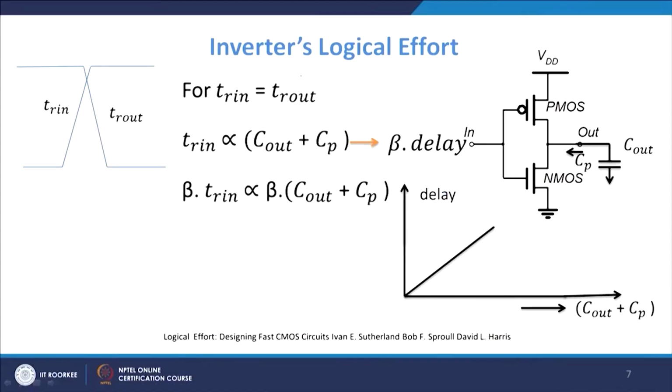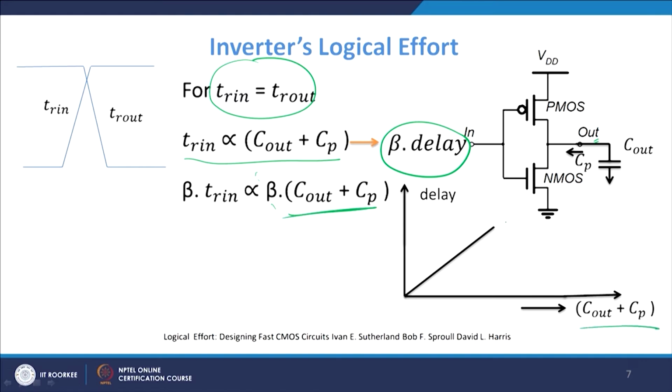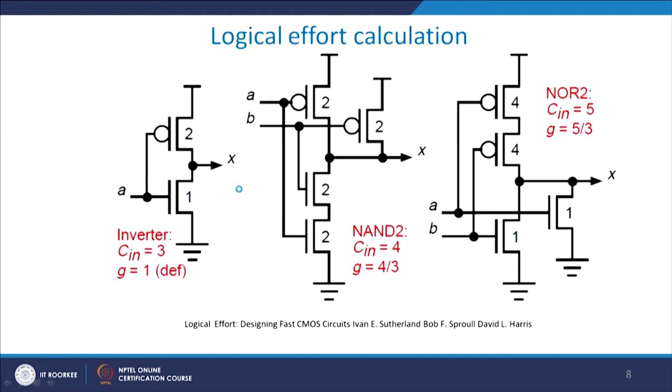Inverter logical effort: assuming that my input rise time and output fall time are exactly the same, I can write down that input rise time is proportional to C out, which is this one, plus Cp. Cp is the loading capacitance which you see, which is given as beta times delay, right, or delay therefore can be written as beta times C out plus Cp. And if you plot C out plus Cp versus delay, you will always get a linear curve whose slope will be equal to beta. So, this is a standard way of looking at it.